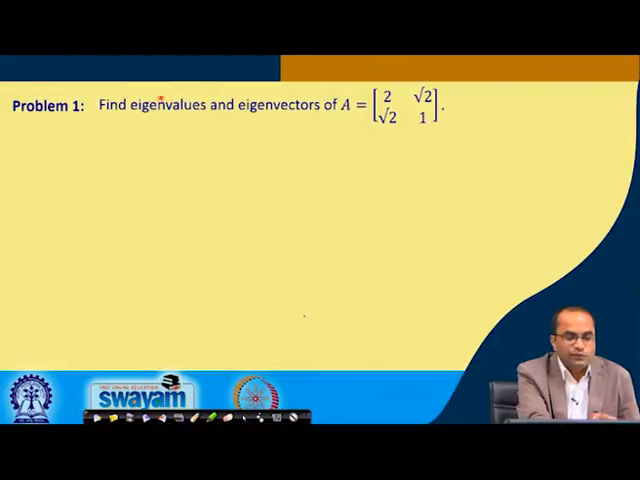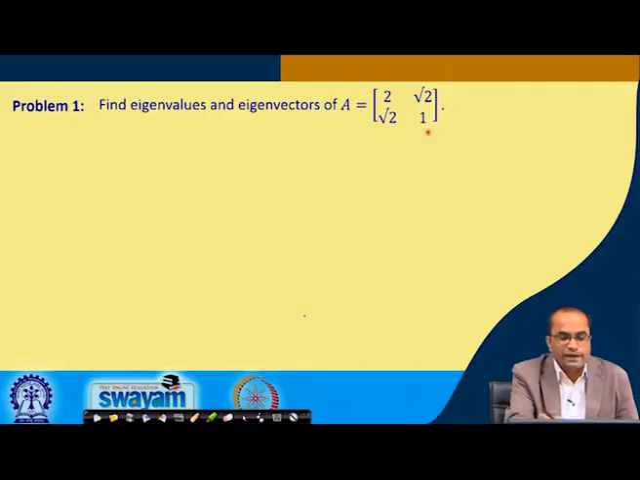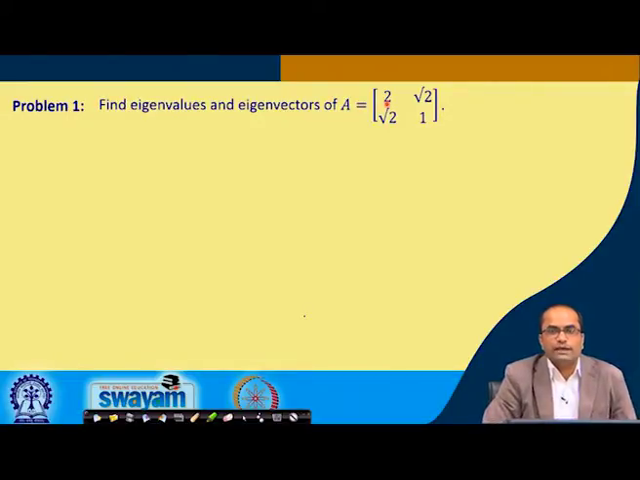Find eigenvalues and eigenvectors of this matrix. Again, a very simple matrix. We have taken 2, square root 2, and then square root 2 and 1 there.